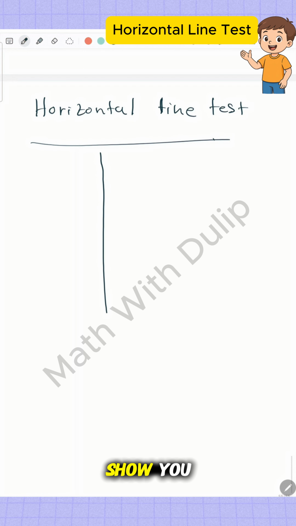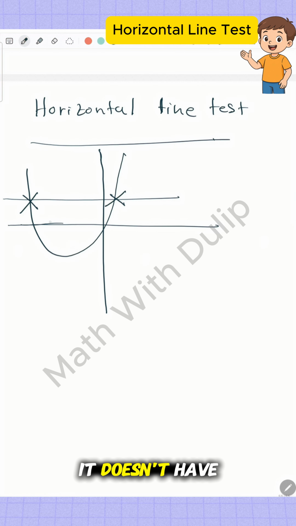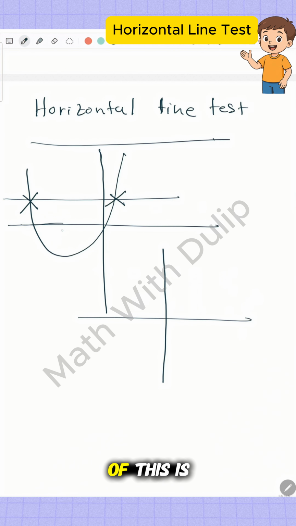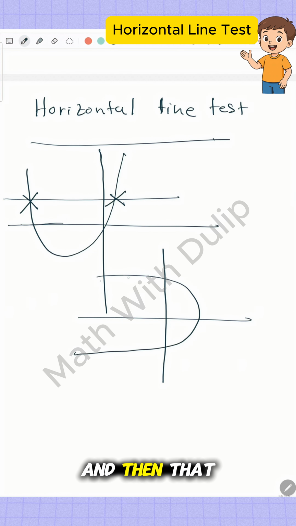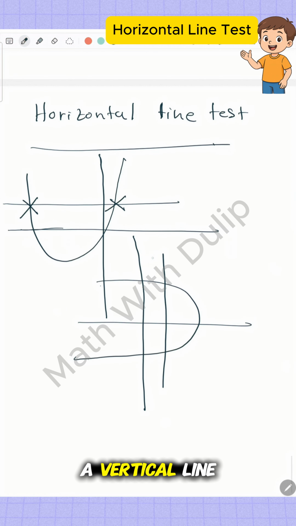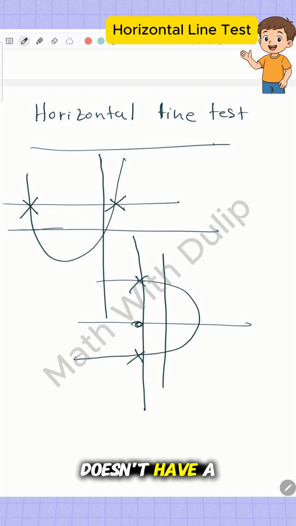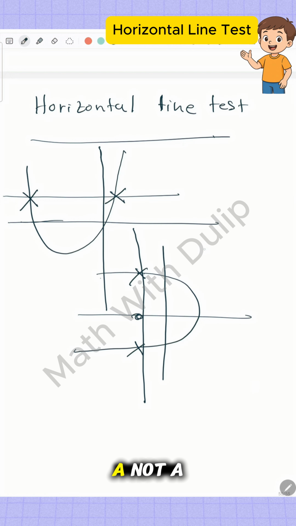Okay, so let me show you. This is a parabolic function, and if I draw a horizontal line, it touches in more than one place, two places, so it doesn't have a one-to-one relationship. If I draw the inverse of this, it looks like this, and that is also not a function, because if I draw a vertical line, we have two y values for a given x. Therefore this one doesn't have a one-to-one relationship, so it doesn't have an inverse function. The inverse is also not a function.